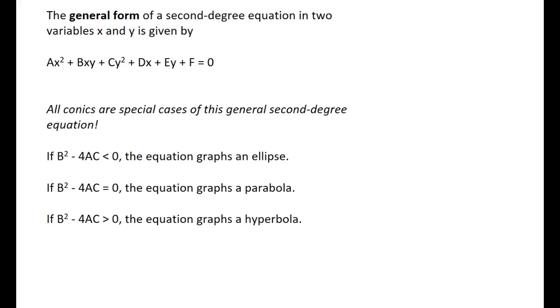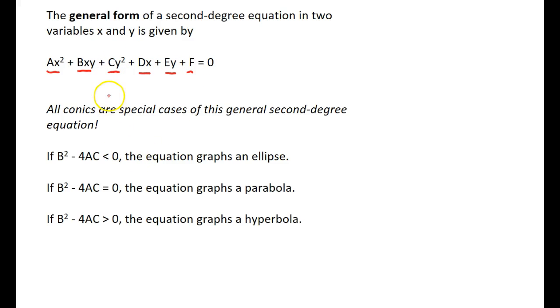All right, so what kind of equations give us ellipses, hyperbolas, and parabolas? Well, we have what's called the general form of a second degree equation in two variables, and we usually use the letters x and y for our variables. So what we have is ax squared plus bxy plus cy squared plus dx plus ey plus f equals 0. And it's got to be in that order. X squared first, then your xy term, then your y squared, then your x, then your y, then your constant.